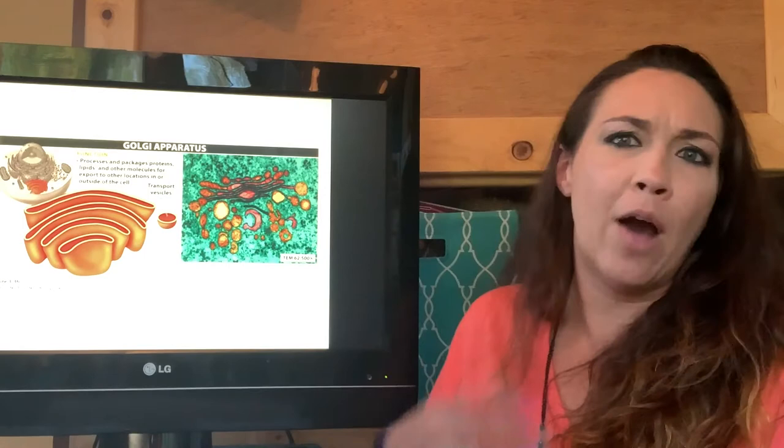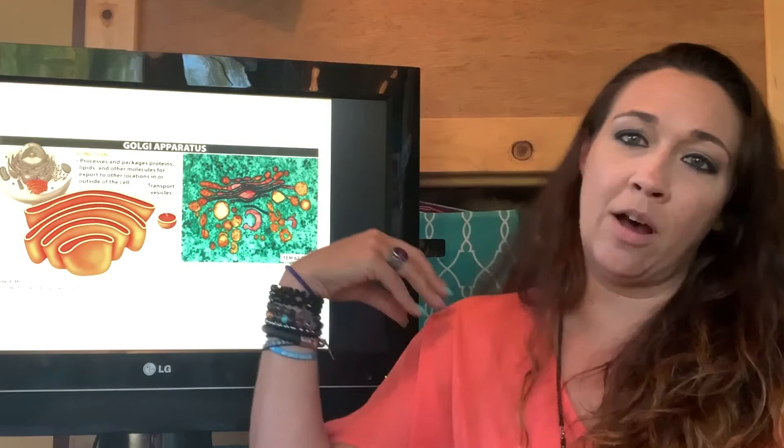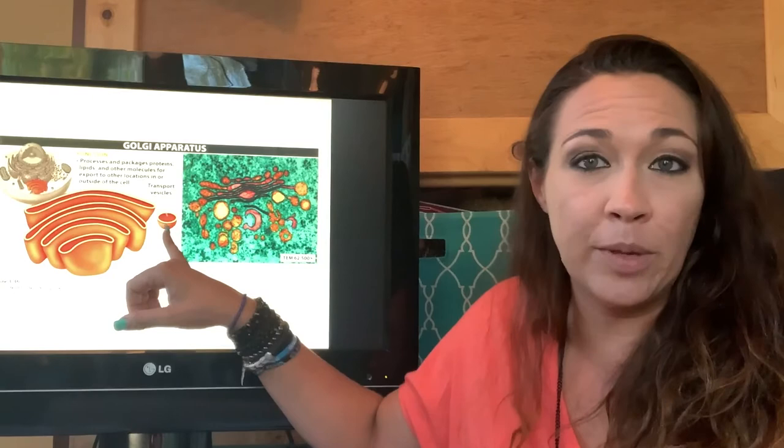Now, how it does this is essentially it just buds off a little section of it. So imagine, like, I wanted to cut my hair, and I cut my hair and then budded off a little piece of my skin and then took the hair with, I don't know why I would do that, but that's essentially what vesicles do. Okay, so this right here is known as a transport vesicle, and any kind of vesicle is going to be used for packaging and transporting.